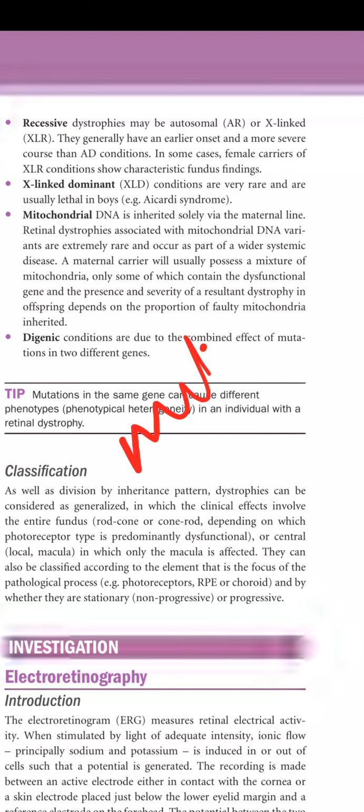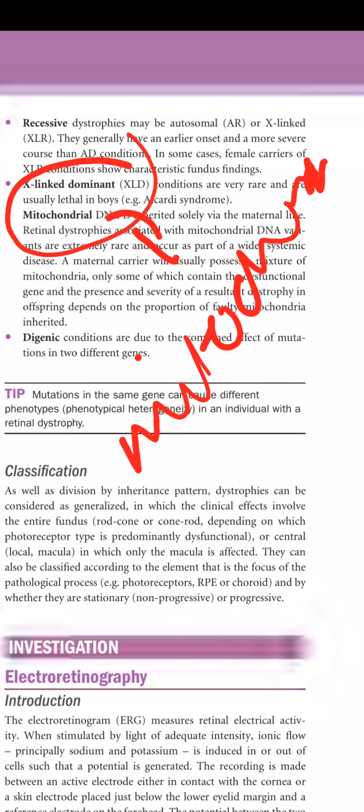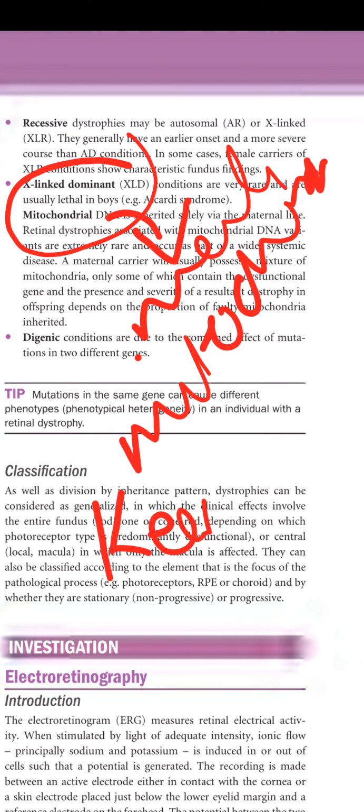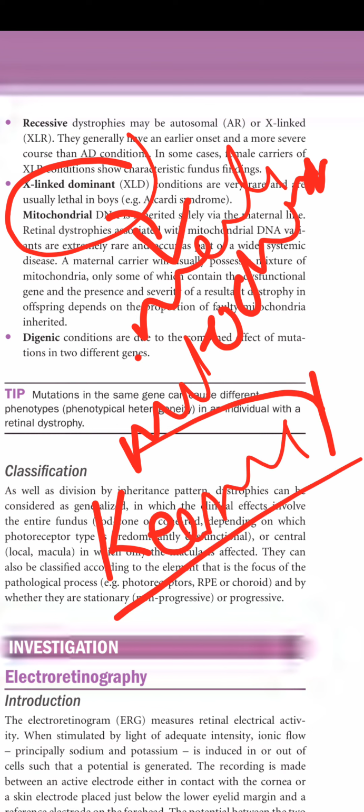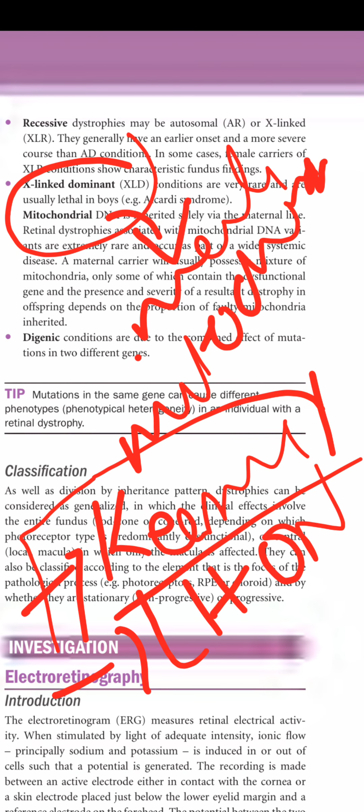So because the mitochondria are inherited from the mother, mitochondrial DNA conditions cause more problems in the male. And most of the time, the most common mitochondrial dystrophies are Kearns-Sayre syndrome, and another one which is very important in the case of optic disease is Leber hereditary optic neuropathy.